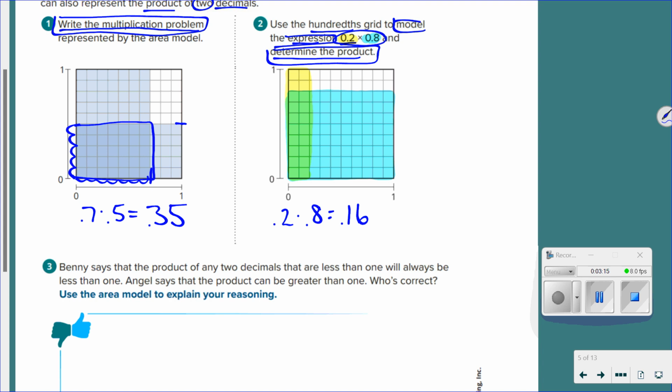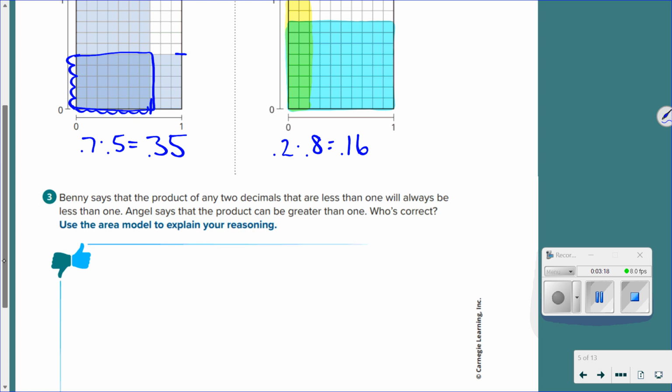Okay? Now, Benny says the product of any two decimals that are less than 1 will always be less than 1. Angel says the product can be greater than 1. Who is correct? I actually want you to have a debate at your table. Figure out who's right. Is it Benny or is it Angel? Raise your hand if you think that Benny is correct. What? Interesting. Raise your hand if you guys think that Angel is correct.